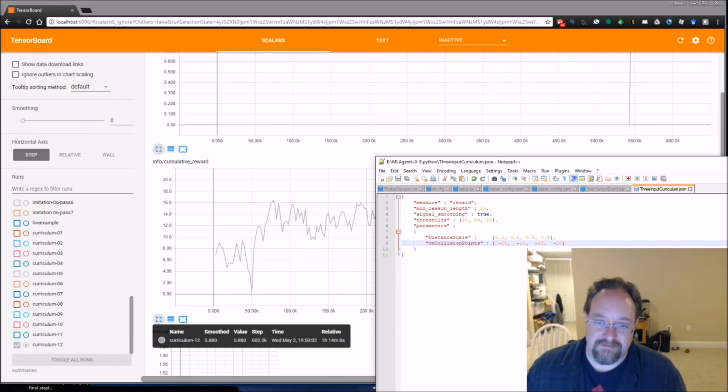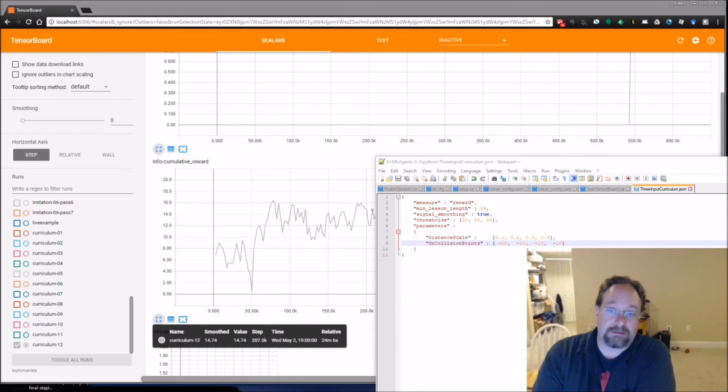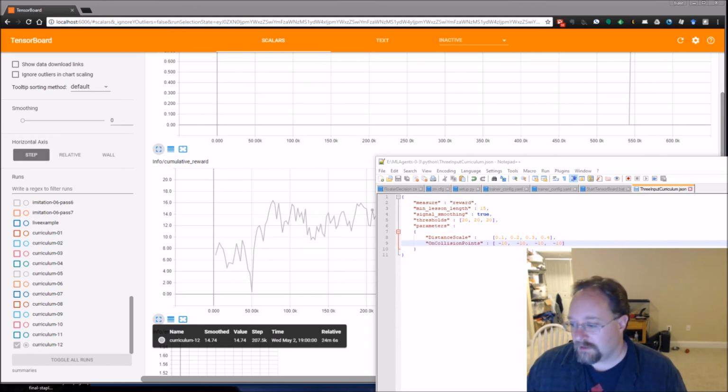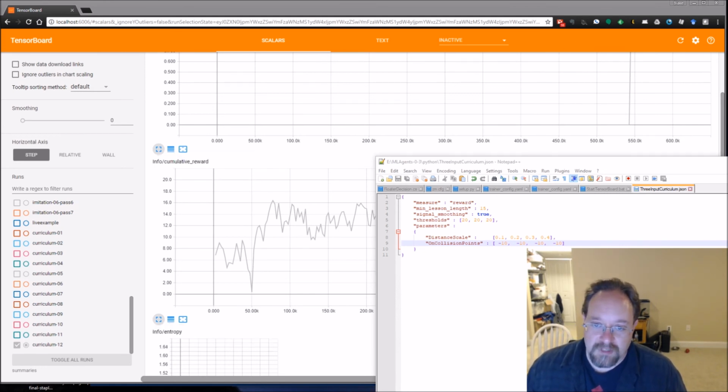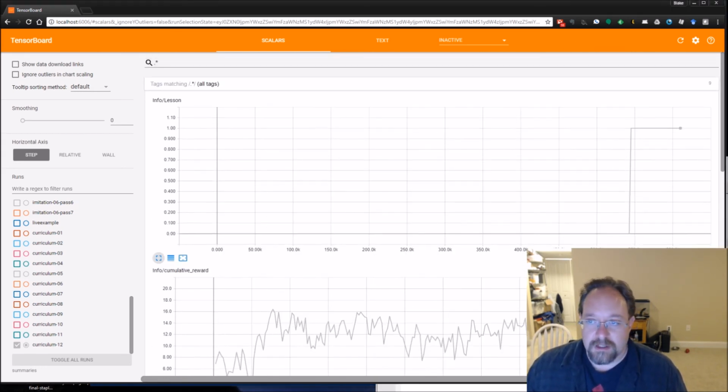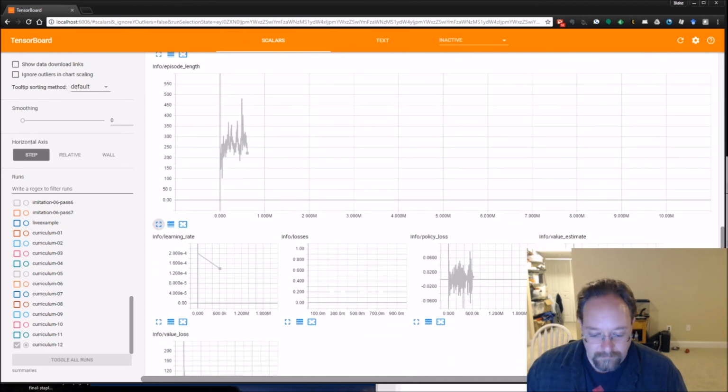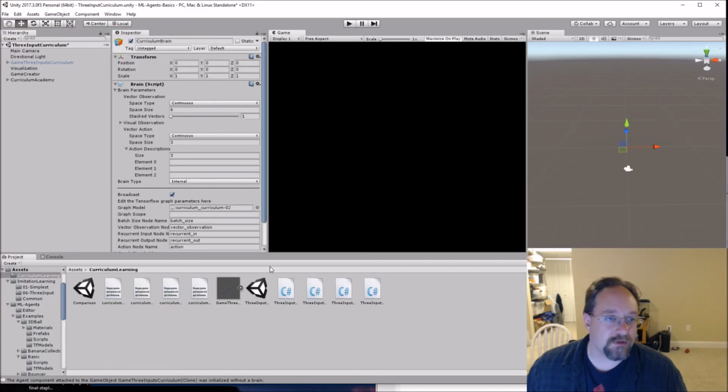You basically have to do file-wise versioning, which is why I don't have a great log of all of the different runs that I've done, because I didn't want to sit around and have literally a dozen curriculum JSON files in my directory. So I was just going in and editing this. So that is an overview of the curriculum learning.